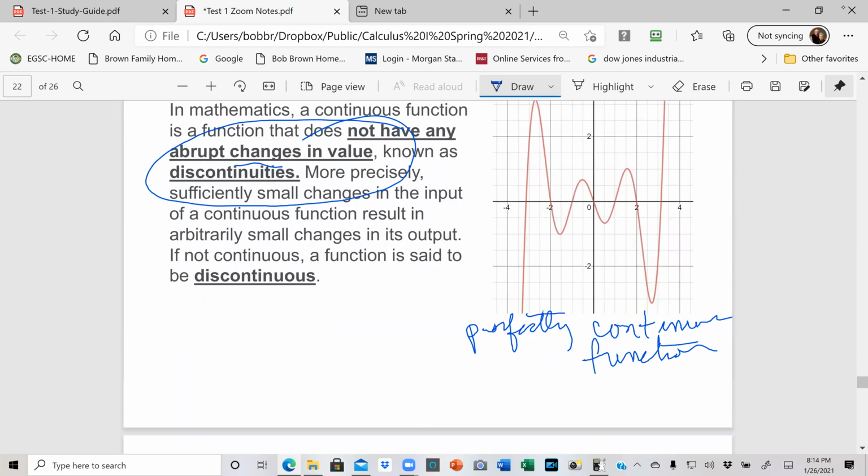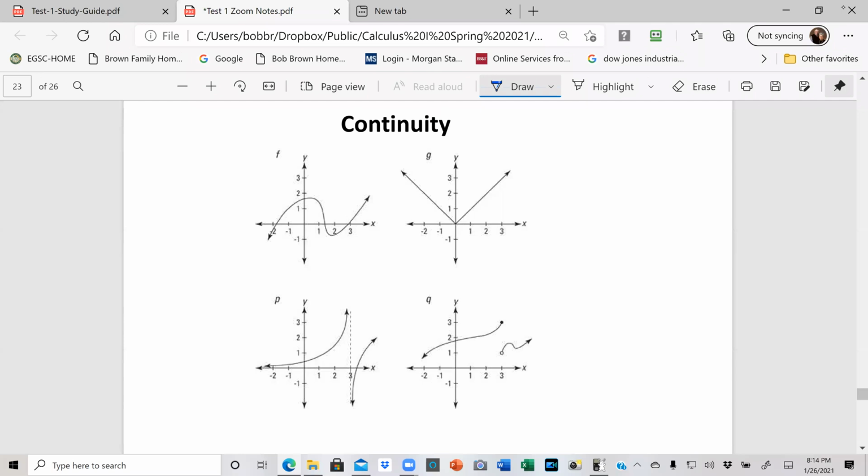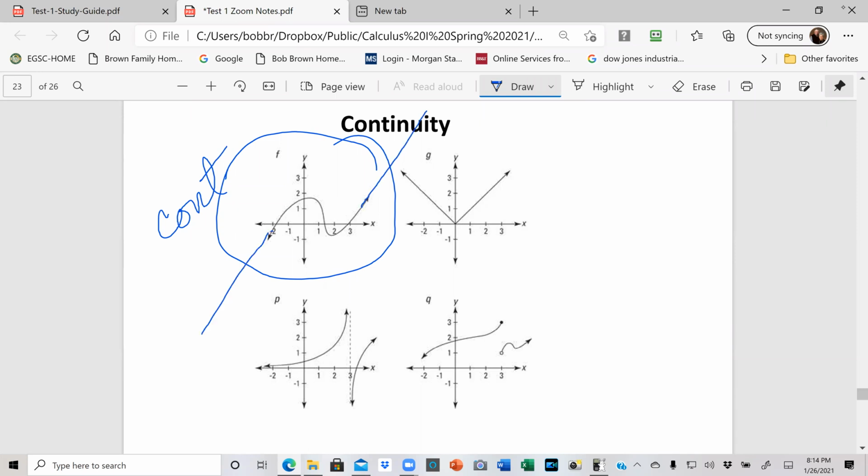We're going to be looking at graphs. This graph, you might be asked, is it continuous or discontinuous? It's continuous. No breaks. In fact, it keeps going up that way, goes down this way. This graph is continuous. It does not have any gaps or jumps. It does change directions, but it's continuous.